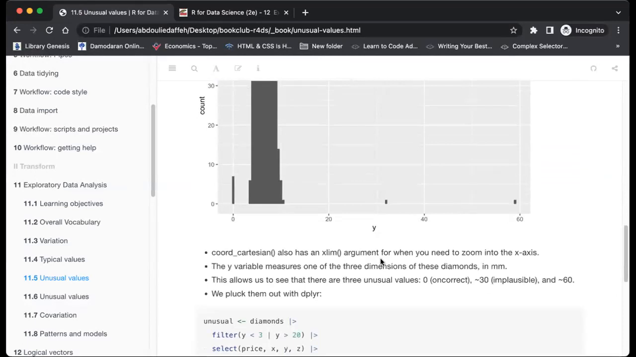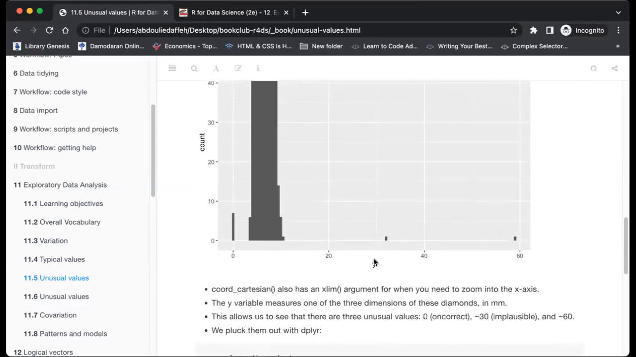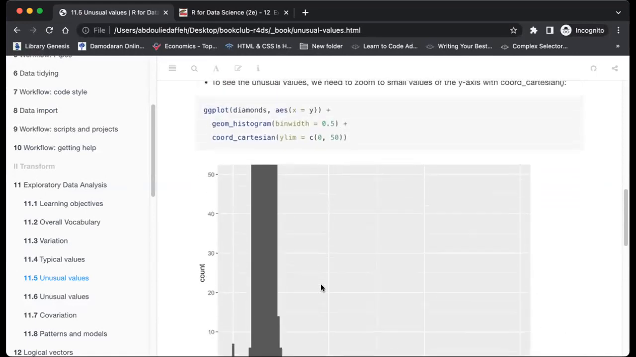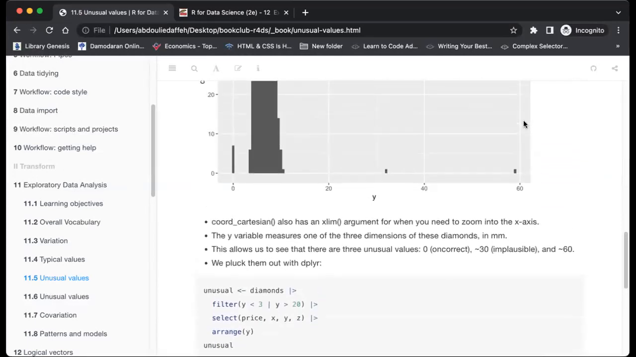The coordinate Cartesian also has an X limit. So with this now we're able to see this function. We're able to see the outliers.